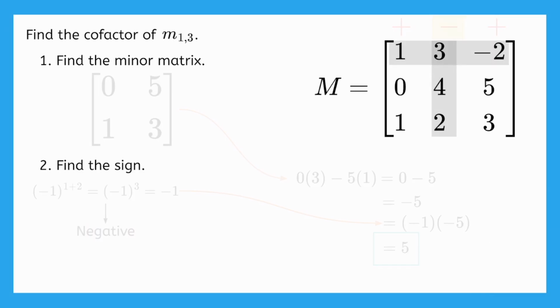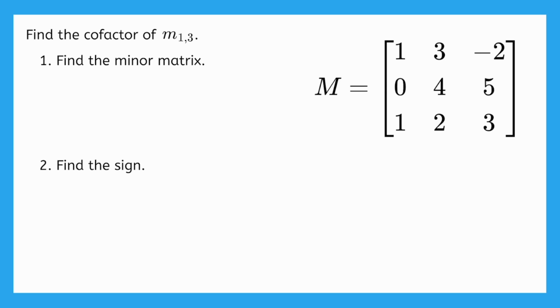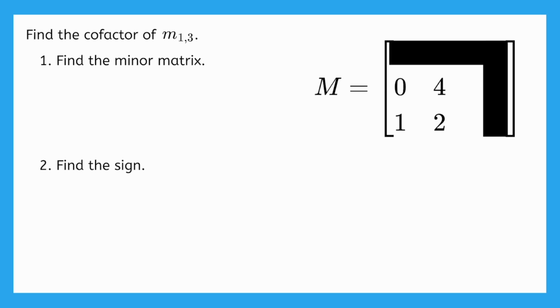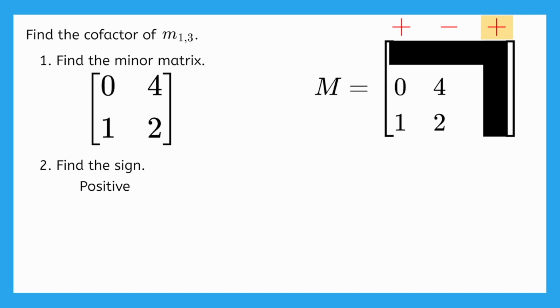I found the cofactor of M13 by crossing out row 1 and column 3, leaving me with the minor matrix 0, 4, 1, 2. I used the shortcut to determine that the sign of the cofactor of M13 is positive. So I calculate the determinant of this minor matrix by taking 0 times 2 minus 4 times 1, which gives me -4. Since the sign of the cofactor is positive, that means I multiply by +1, which just leaves it as -4.